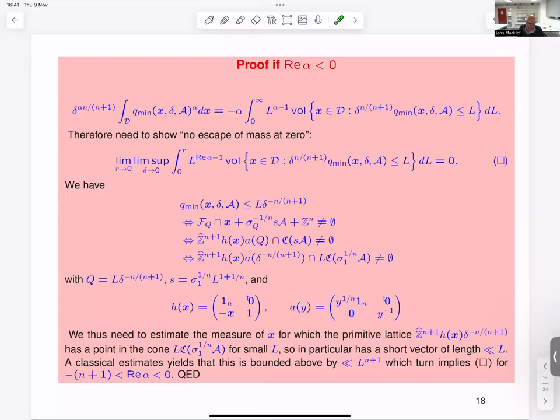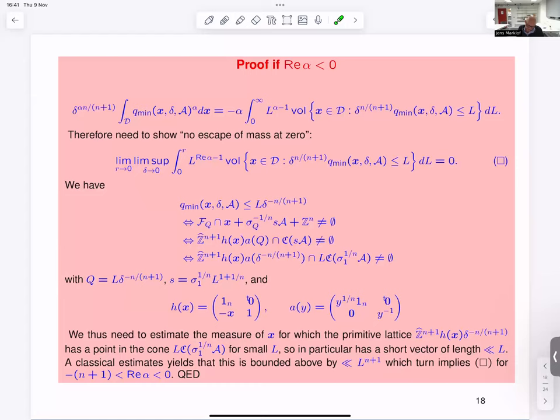That in turn, for small L, again means we have to have a short vector in our lattice, and we can again, by a different calculation now, estimate the set of x for which this lattice here has a short vector of length less than L. And that gives us the corresponding estimate that we have here. So now the measure decays like L to the n plus one for very small L. And again, we get the correct estimate and everything's fine.